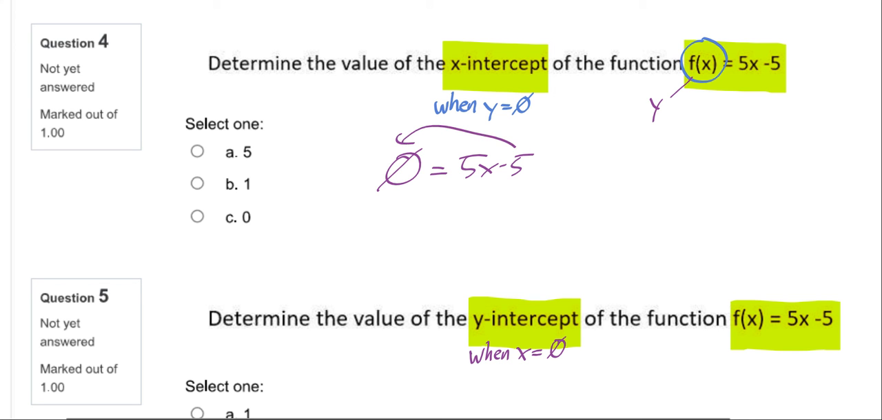So I'll take this 5 and I'll move it over. I'll say 5 is equal to 5x. I can divide both sides by 5. Cancel, cancel, cancel, cancel. And 5 divided by 5 is 1. 5x divided by 5 is just x. So here, the x-intercept of this graph, 5x minus 5, would be at 1.